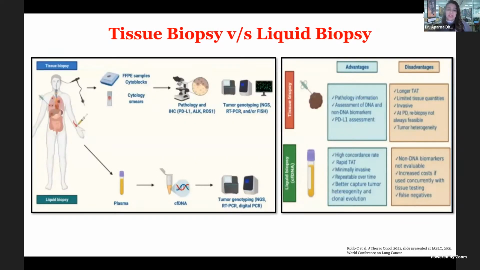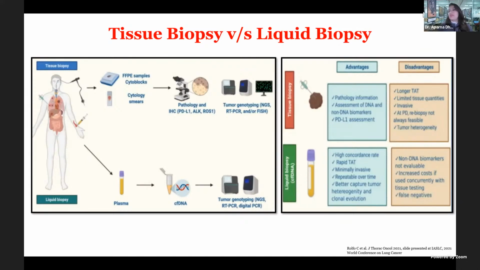Keeping all that in mind, in 2021, the NSCLC consensus statement, led by Dr. Christian Rolfo's group, reminded us of the key differences between tissue and liquid biopsy, especially in lung cancer. With tissue biopsy, of course, you get the cancer diagnosis, the pathology information, and an assessment of non-genomic markers like PD-L1. However, I do know there are some really good studies in the realm of circulating tumor cells reporting PD-L1, but that's a talk for another day.